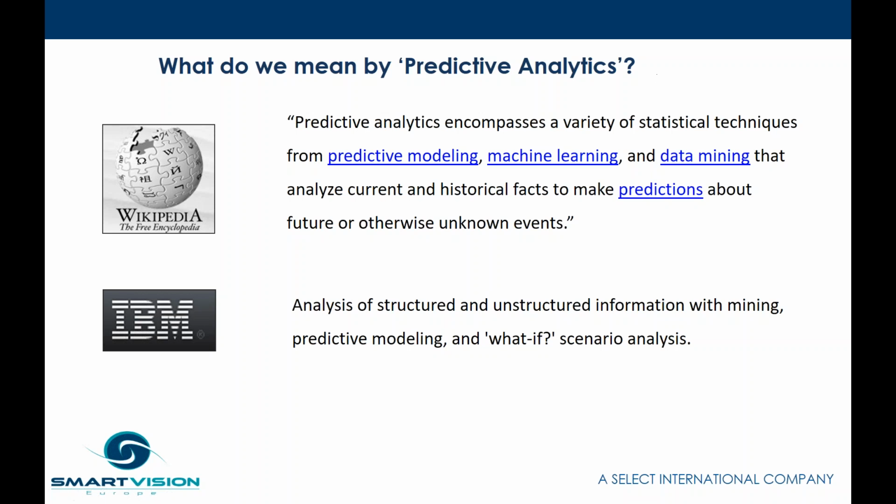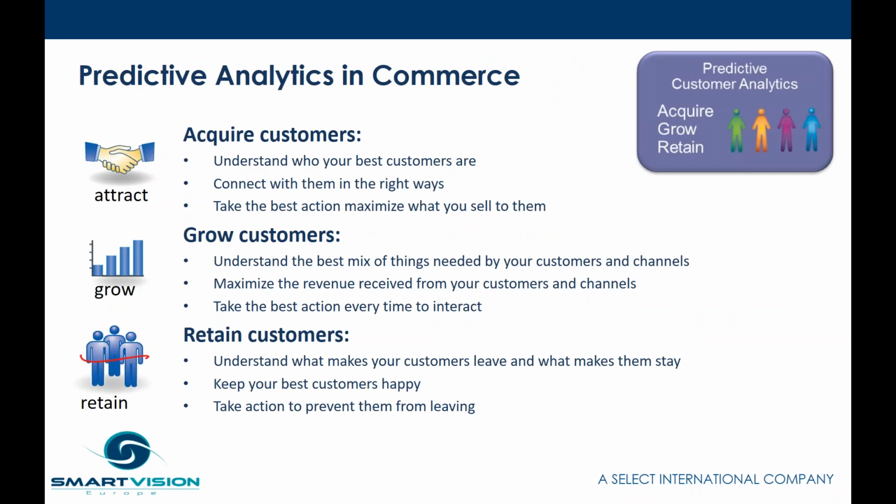And segmentation has a role within predictive analytics. Okay, so it has a particular role. We'll talk on that in a little bit more detail. But when we look at predictive analytics or advanced analytics or data science or machine learning, whatever you want to call it, in general, in commerce, there are three classic areas where it's deployed, which is to acquire more customers, understand who the best customers are, and find the best way to connect with them, find the best messaging, take the best action to maximize what you sell to them. And in growing customers, growing means cross-sell, upsell, if you're familiar with those terms. It also means growing the level of information or intimacy of the customer. So understanding the best mix of things that are needed by customers and channels, or taking the best action every time they interact with you.